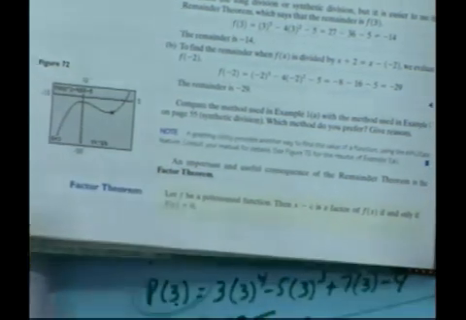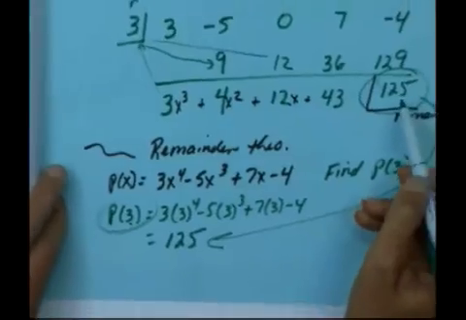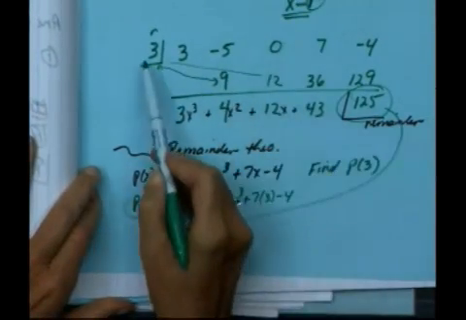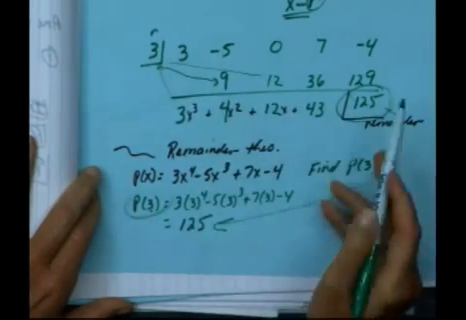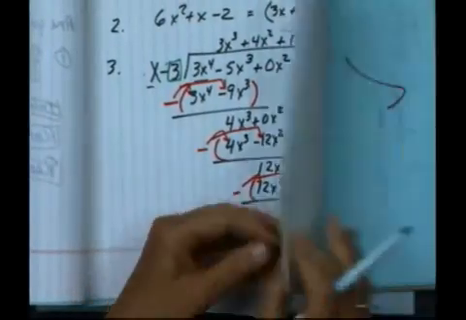All right, let's take a simple example. Oh, by the way, the problem that we just did, because the remainder is not 0, we know that x minus 3 was not a factor of that polynomial. All right, so let's take an easy problem that we already know the answer to.